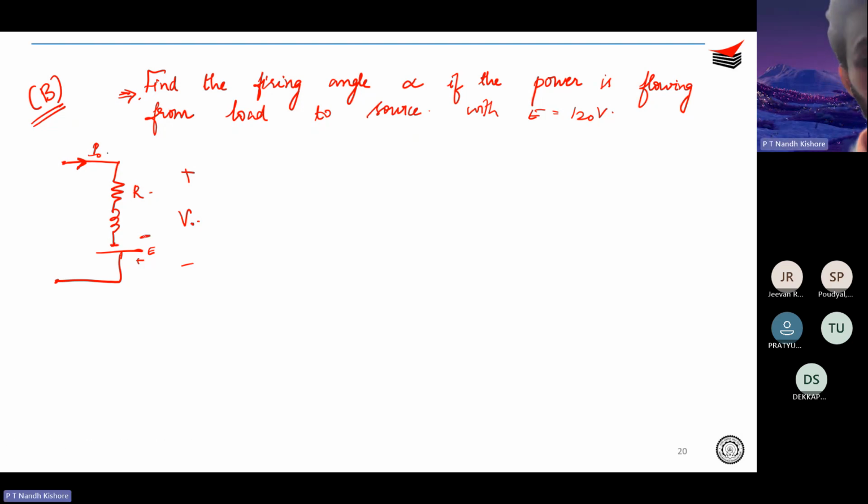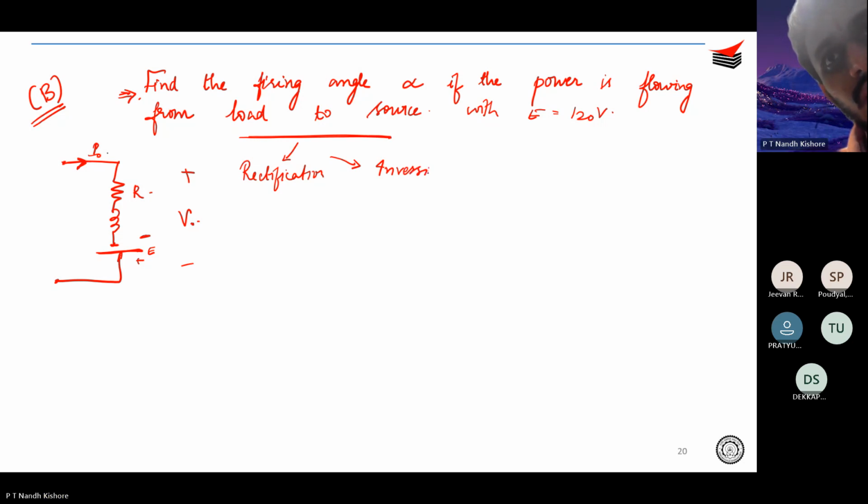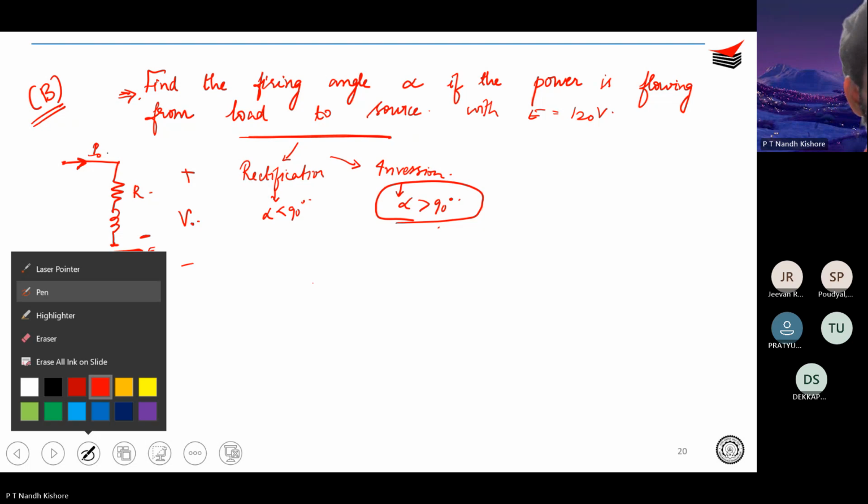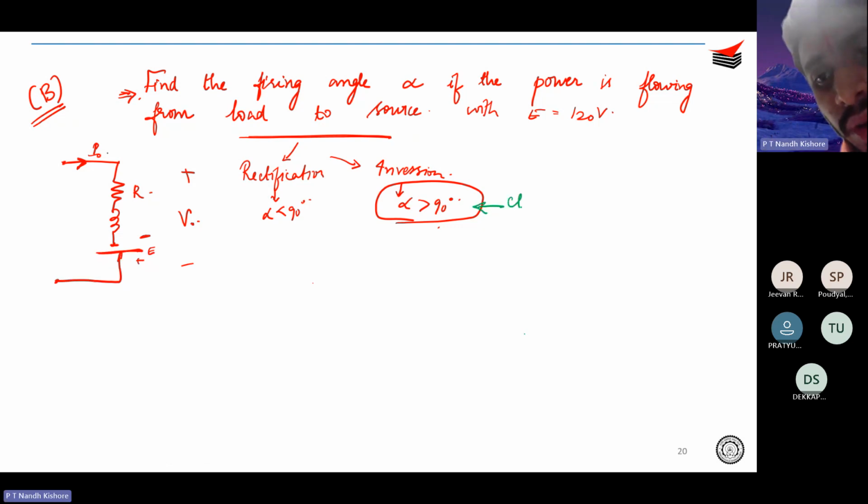Got it. So because this battery is actually now feeding the source, this is the other way around. So you of course know that in the same rectifier, two modes are possible. One is the rectification mode and the other is the inversion mode, right? And you are well aware that in this case the alpha will be more than 90 degrees and in this case the alpha will be less than 90 degrees, correct? And when you solve it, you need to obtain alpha more than 90 degrees. This is your checkpoint.